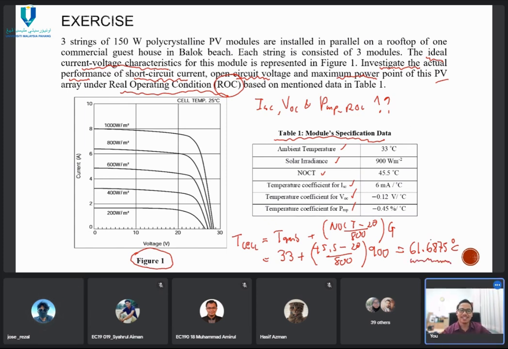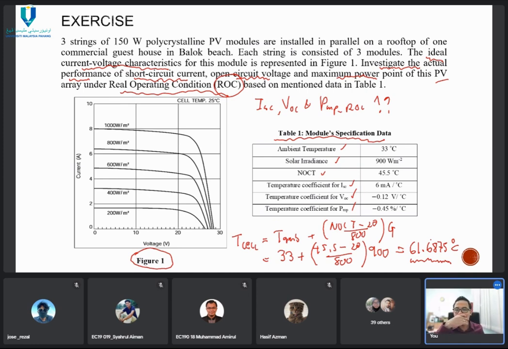Saya anggap ni betul. So first of all, don't panic. Relax. Take a deep breath and answer the question as usual. It's actually asking the same thing: the ISC, ROC, VOC, PMP, like we normally calculate before. First of all, you need to find the T cell. Why T cell? Because all the calculation needs the T cell and the TSTC, of course.